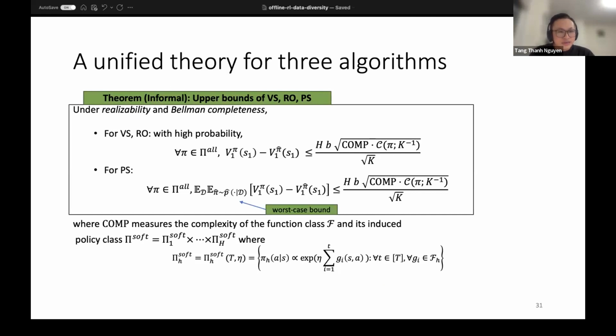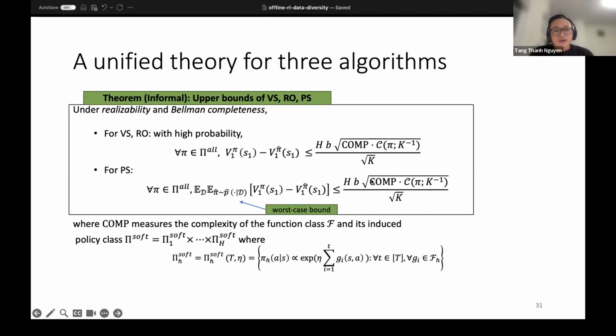So with that definition of data diversity, this main theorem, informally stated, basically says that under standard assumptions of function approximation, which is to be specific, realizability and Bellman completeness, the three algorithms in the algorithmic framework that we presented for offline reinforcement learning — version space, regularized optimization, and posterior sampling — can achieve comparable bounds.